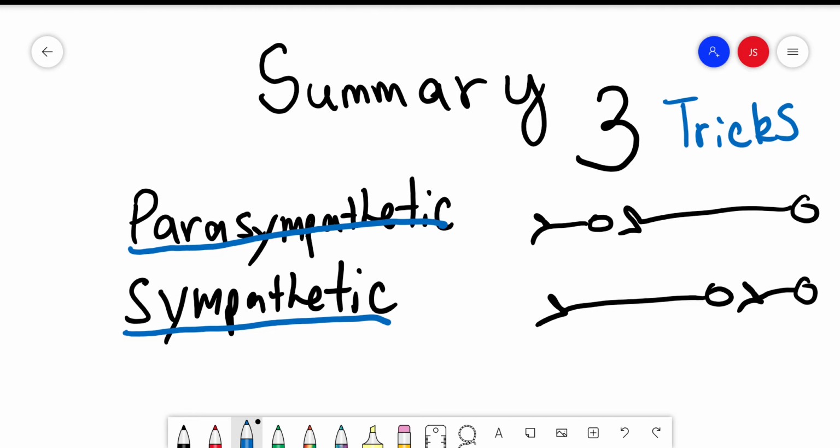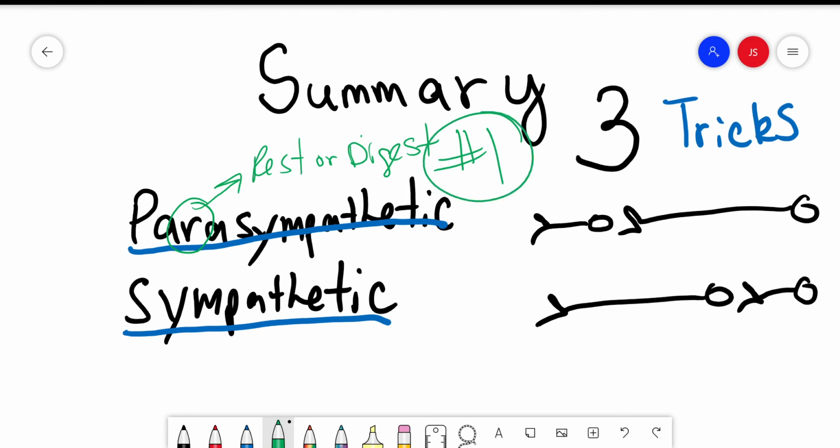So number one, which of these systems was the rest or digest, and which of these systems was the fight or flight? Well, parasympathetic has an R. Sympathetic does not have an R. Therefore, we know this is the rest or digest system. So that's number one.